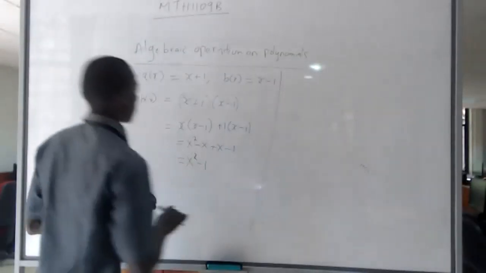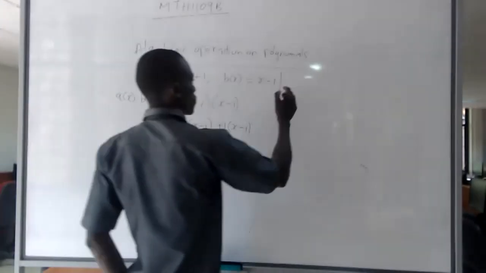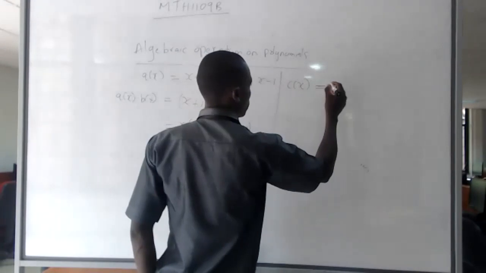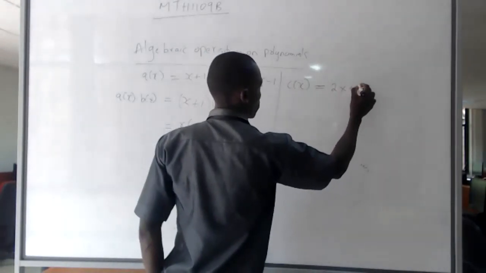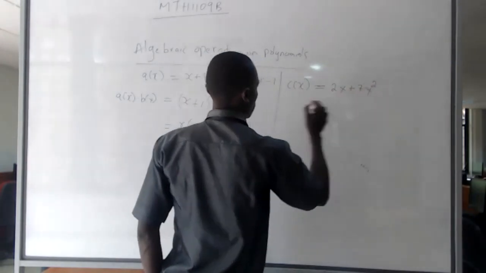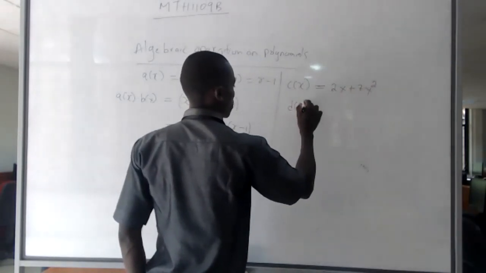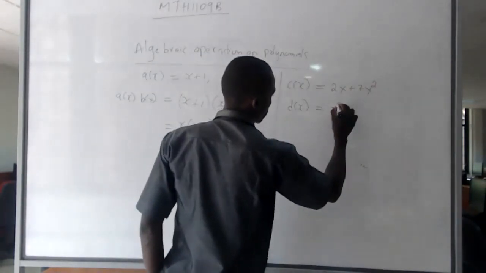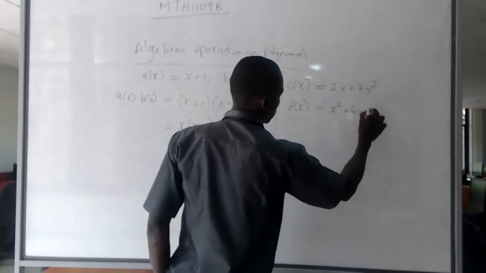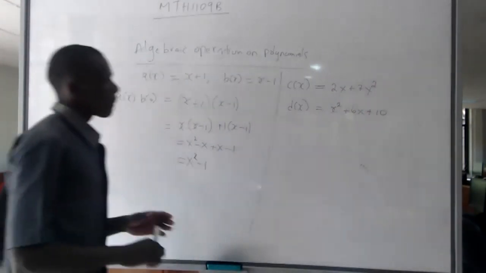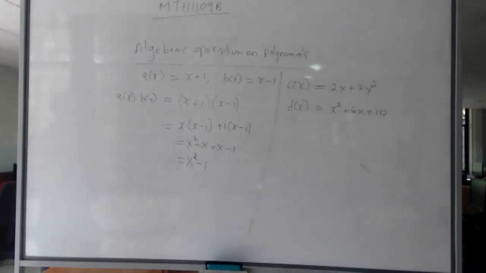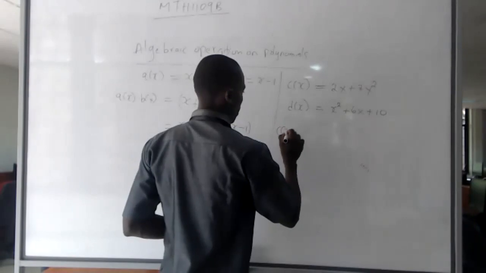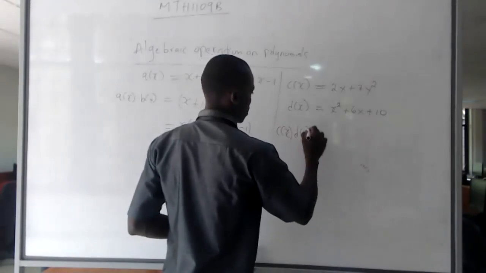Let me give one last example. Let c(x) be 2x plus 7x squared. Let d(x) be maybe x squared plus 6x plus 10. The procedure is the same. So you are expected to compute c(x) times d(x).